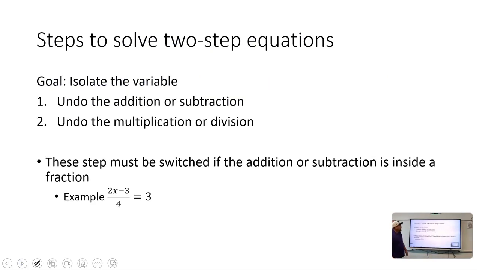So here, once again, our goal is we want to isolate the variable. And the steps that we do are usually, first, we're going to look to undo the addition or subtraction. And second, undo the multiplication or division. And then there are sometimes where we actually have to flip the steps. If the adding or subtracting is inside of another fraction, which we won't really see many of those, or maybe even any of those in this case. But just so you know, that is an option. It's not always going to be these two steps. Sometimes they have to be in reverse, depending on where the addition or subtraction is inside of your equation.